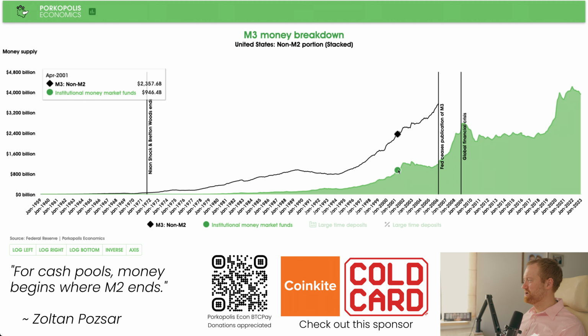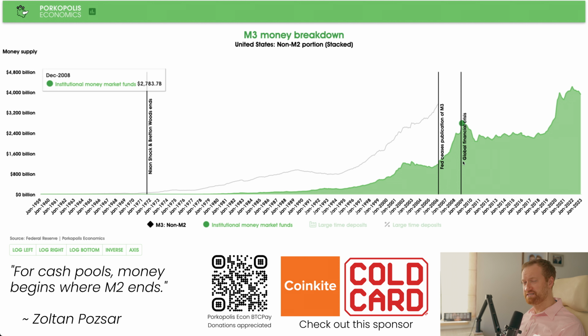And we see it grow. It grows actually very quickly between the ceasing of publication of M3 in February 2006 until the global financial crisis, similar to large time deposits. And then it flattens out after the financial crisis, and has then grown rapidly in the COVID years.